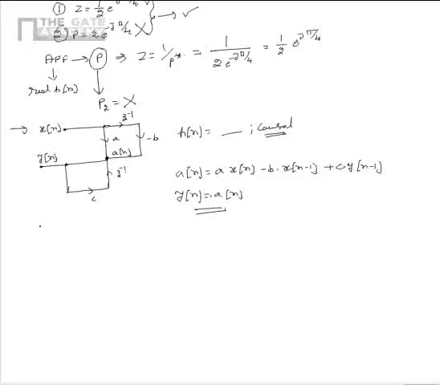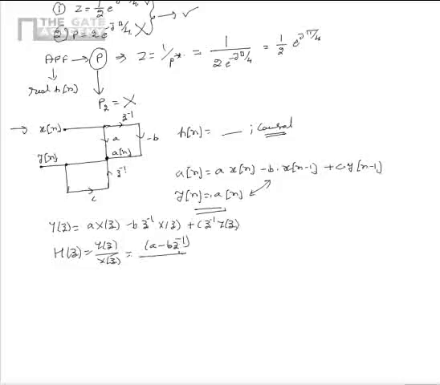From this, by taking Z transform on both sides for the obtained LCCDE, we see that y of z is equal to a into x of z minus b z inverse x of z plus c z inverse y of z. Upon simplifying the above equation for h of z, which is equal to y of z divided by x of z, we see that the transfer function h of z can be written as a minus b z inverse divided by 1 minus c z inverse.